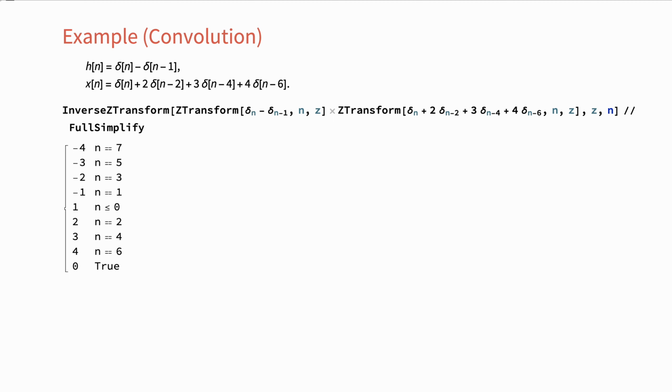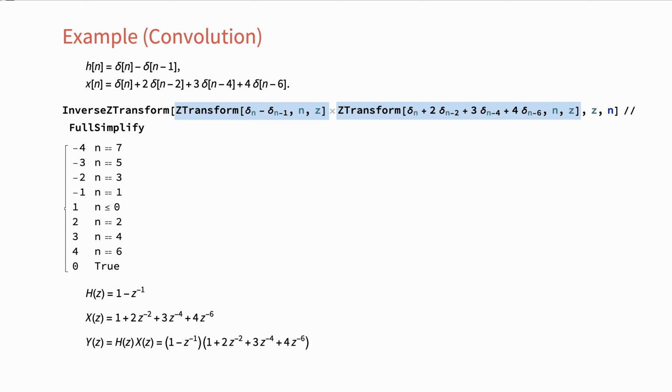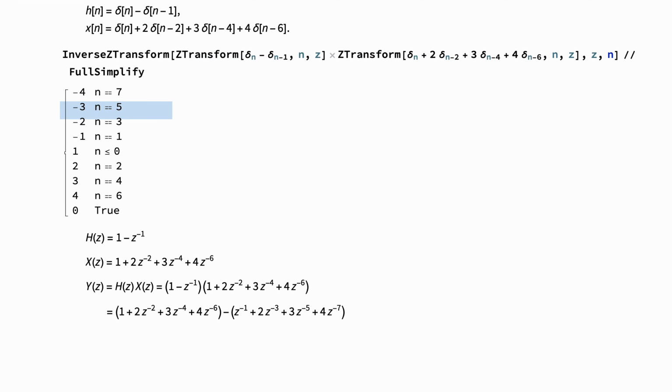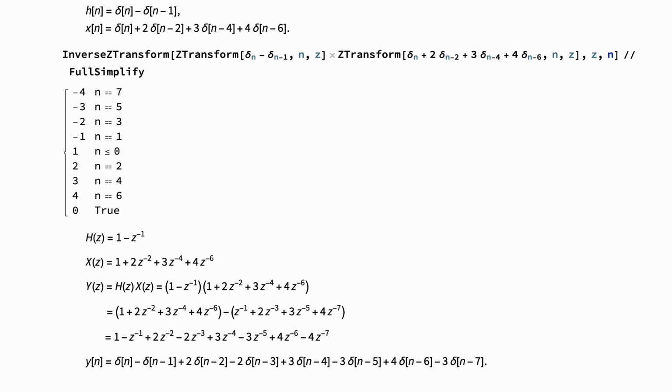Or without using the Wolfram language, we first find the z transform of h of n and x of n. We multiply the two z transforms, simplify the results, and take the inverse z transform of each of the terms in the product of the two z transforms.